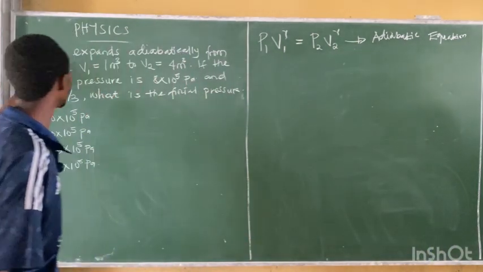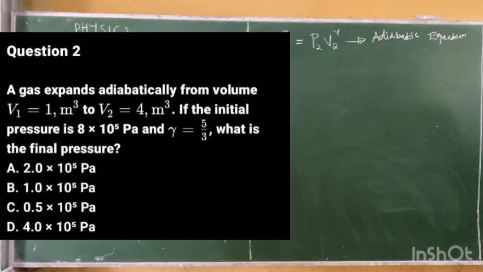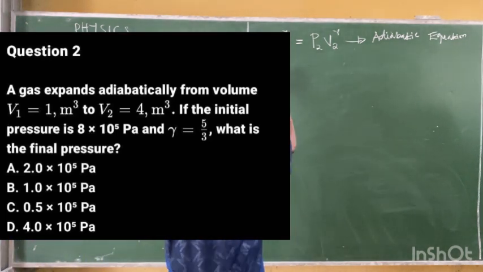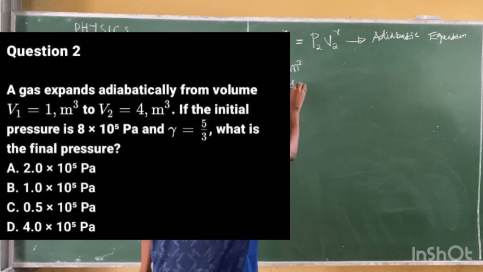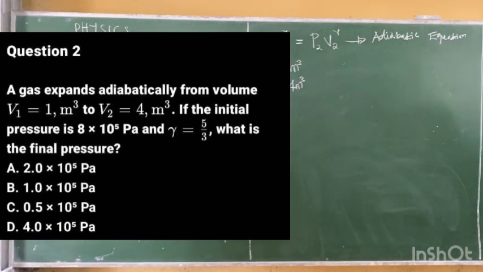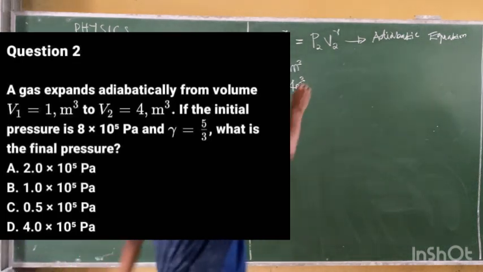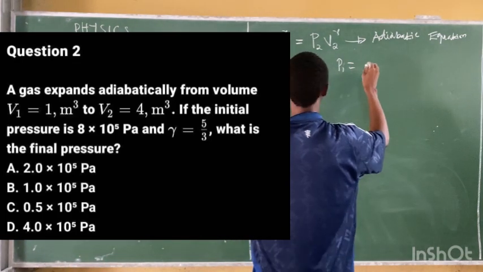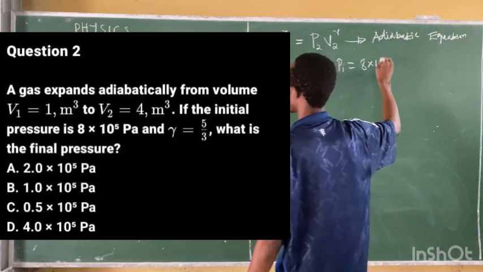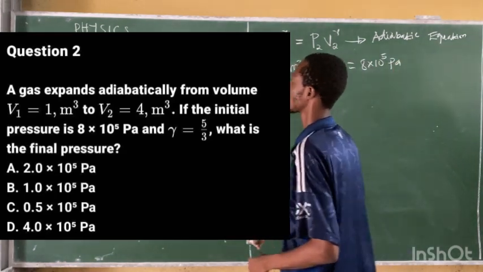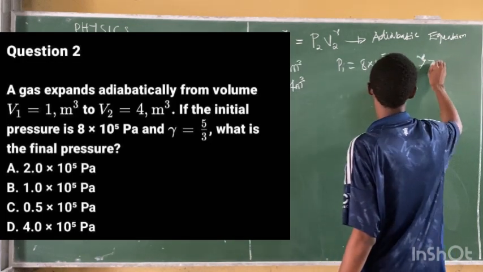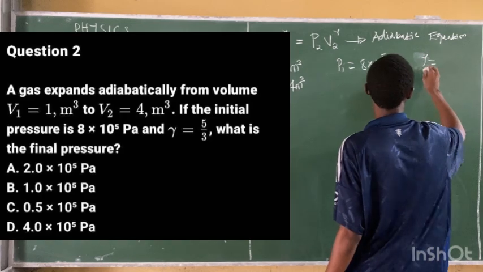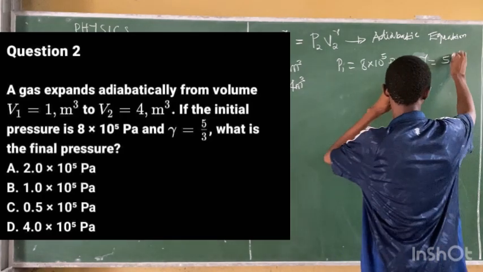From the question, they said a gas expands adiabatically from volume V1. So they gave us V1. V1 is equal to 1 meter cube. They also gave us V2. V2 is 4 meters cube. They gave us P1, the initial pressure, to be 8 times 10 raised to power 5 Pascal. And gamma, they gave us gamma to be equal to 5/3.